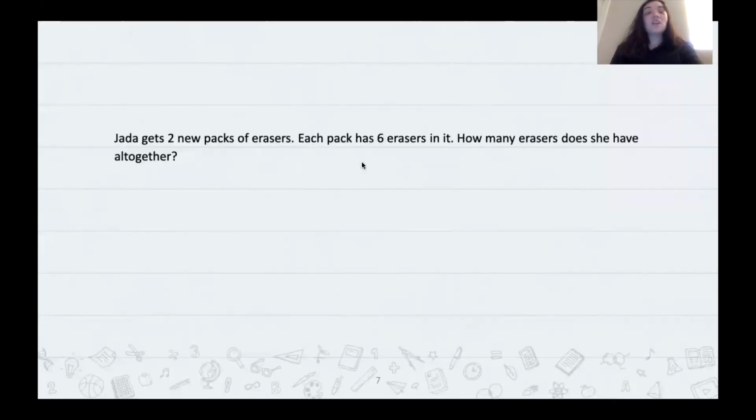All right, Jada gets 2 new packs of erasers. Each pack has 6 erasers in it. So how many erasers does she have all together? So again, we're going to highlight our key information here. We're going to find really important facts.